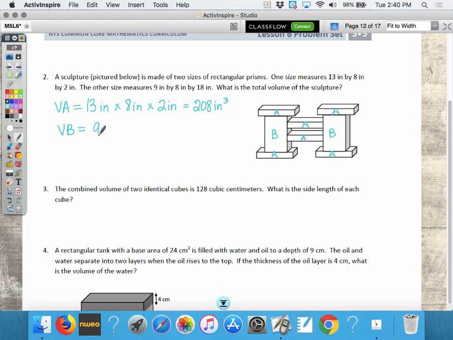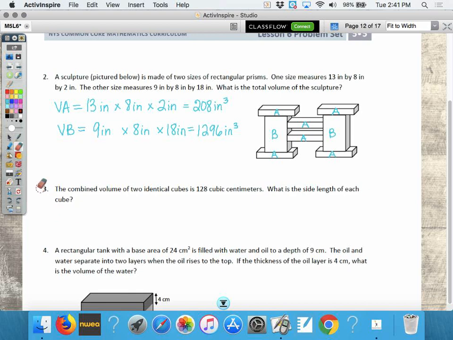Okay, volume of B. So that is 9 times 8 times 18. Okay, what would be the easiest way to do this? You could do 72 times 18, or you could do 8 times 18 and then take it times 9. Let's practice some turtle head multiplication. So I want to do 72 times 18 turtle head. So 2 times 8, 7 times 8, X's and O's, add it up, 1,296 cubic inches.